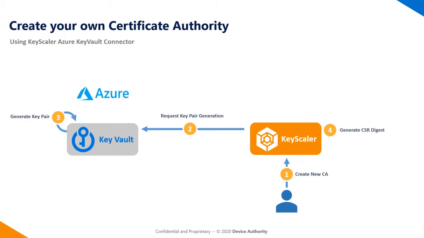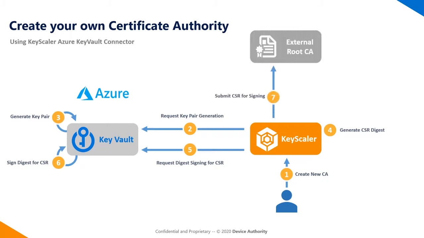Next, KeyScaler generates a CSR digest. This is sent to KeyVault to get signed. KeyVault signs the digest with the stored private key and returns it to KeyScaler. Next, KeyScaler generates a CSR from the signed digest and makes it available to be manually signed by an external root CA. The root CA signs the CSR certificate, and then the signed certificate is returned to KeyScaler and stored. The intermediate CA creation is now complete.